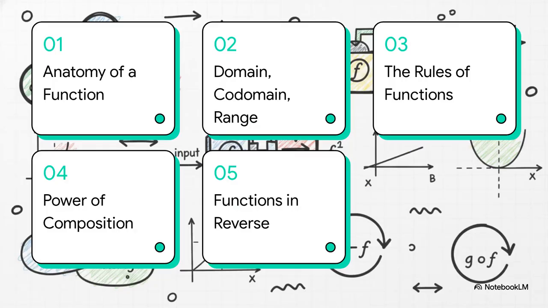Okay, let's dive into this. Here is our roadmap for the Explainer today. First, the anatomy of a function. Second, domain, codomain, and range. Third, the rules of functions. Fourth, the power of composition. And finally, number 5, running functions in reverse.